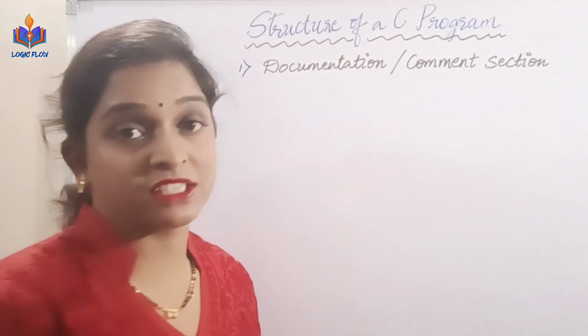Documentation or comment section. This section includes comments that we write for the program. It may include the author of the program, the date and time, and some description about the program. We can also have a description of each and every line that we write in the program, which describes what the program is going to deal with and what each line is going to do. The lines that we write in the comment are ignored by the compiler.